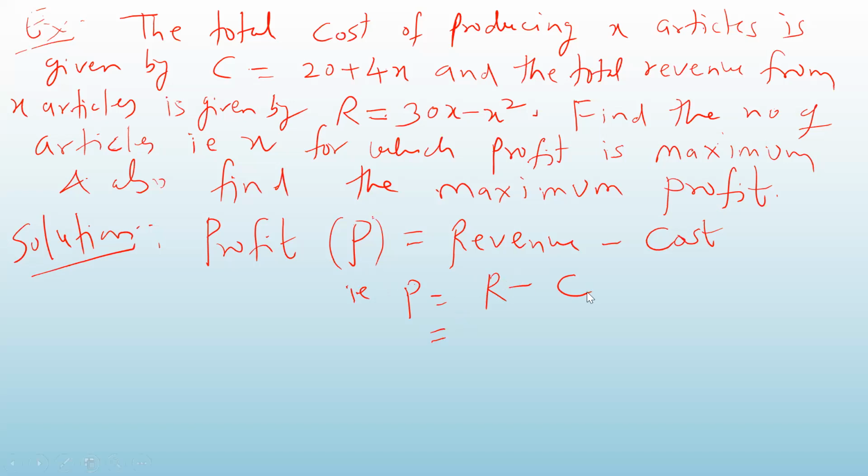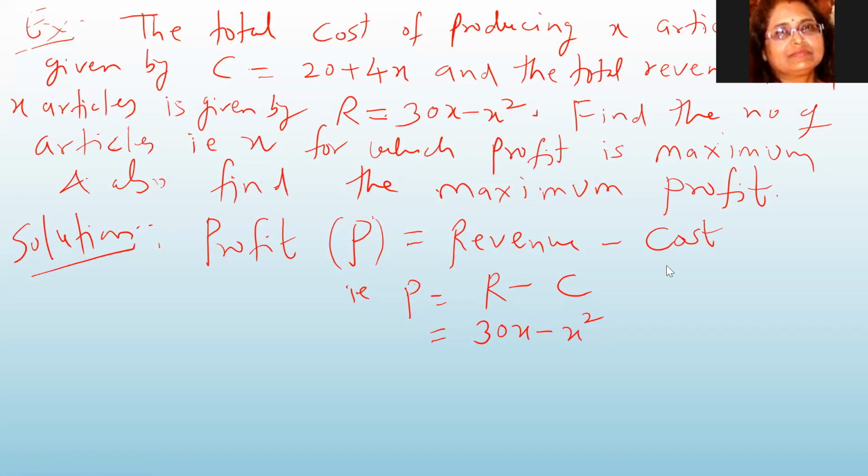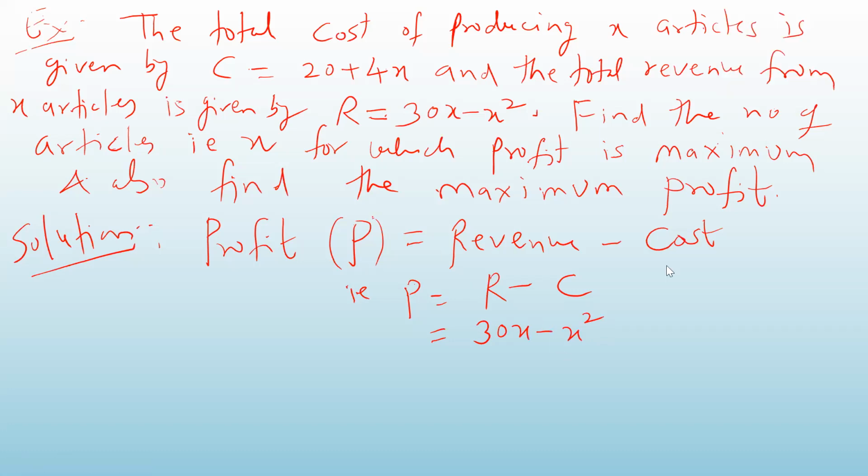It is revenue minus cost. Now revenue is given to you here. How much is the revenue given to you? 30x minus x square. So I will put in place of R, 30x minus x square. Minus C is the cost. Look at here, the cost is 20 plus 4x. The cost is containing more than one term, so I have to use the bracket.